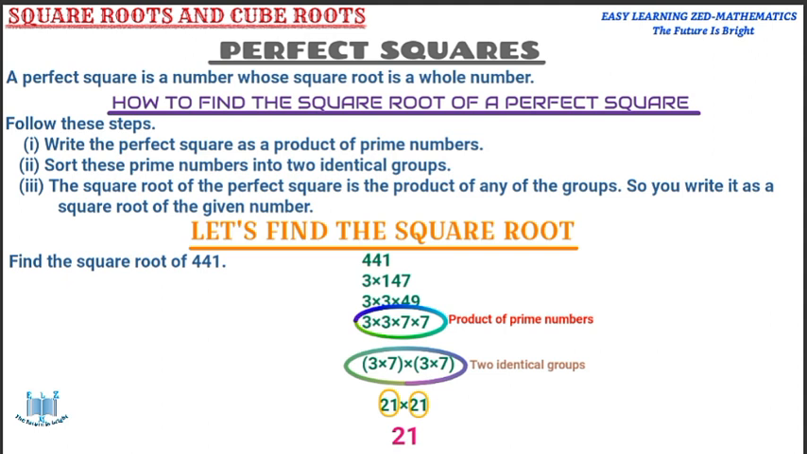Okay, once we have done that, then the next thing we can do is we can write that therefore the square root of 441 is 21. So the square root of 441 is 21. Okay, so basically this is how you do it. This is how you find the square root of a perfect square.